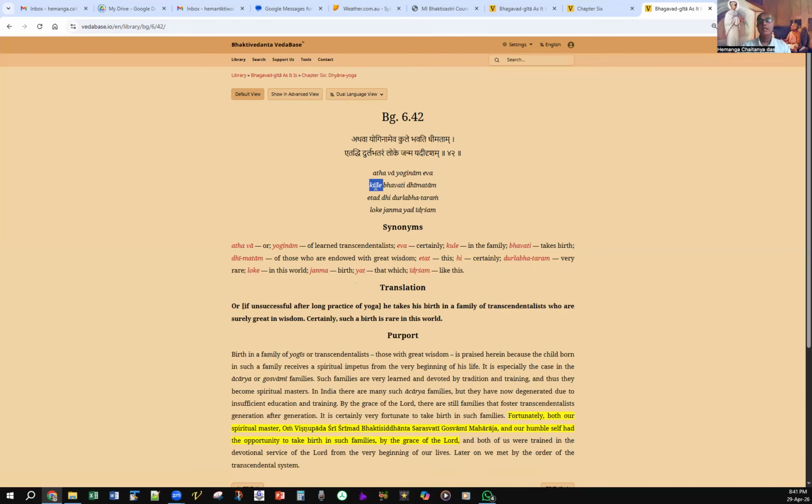In which kula, in which family does he take birth? In the family of Dhimatam. Dhi refers to buddhi, intelligence; they are very, very intelligent. Now here this intelligence does not refer to material intelligence, some Einstein or Newton. We are not referring to that. Here intelligence refers to one who is very much inclined towards Krishna from the very beginning.